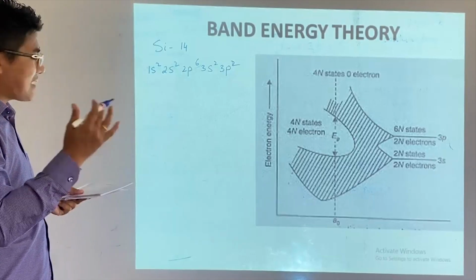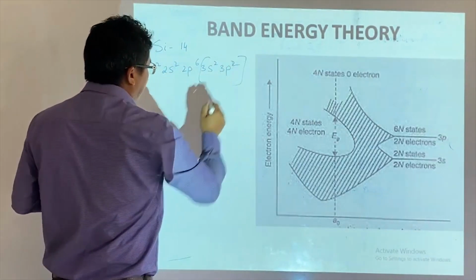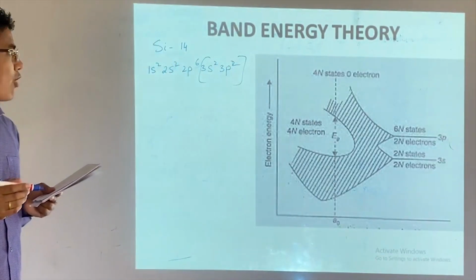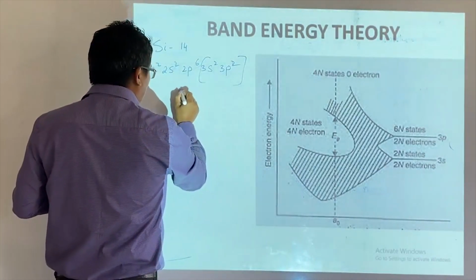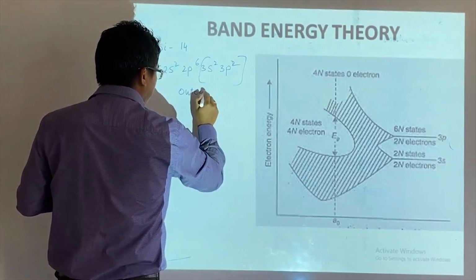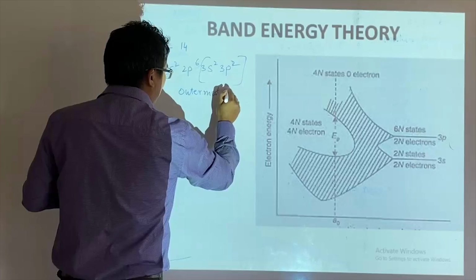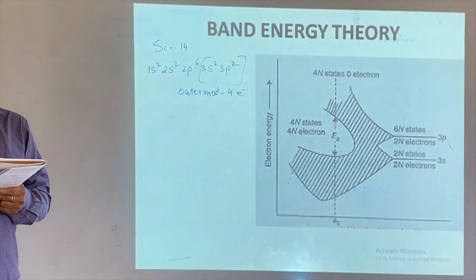So the last shell, the outermost shell, is this one, right? The outermost shell has 4 electrons.